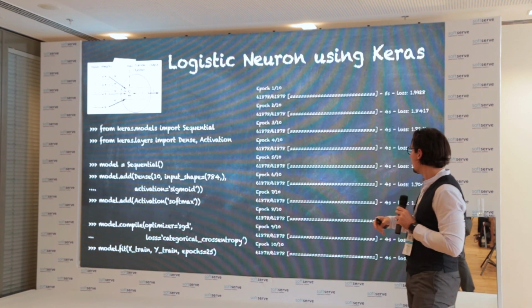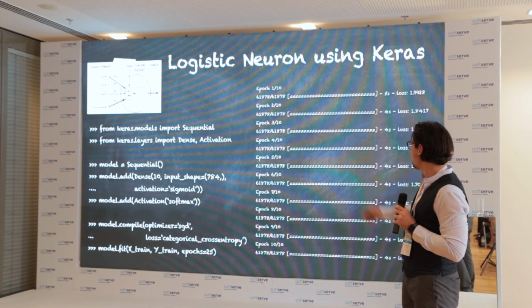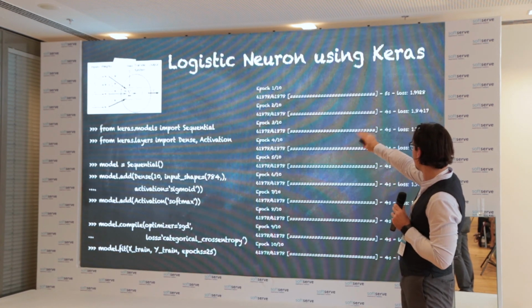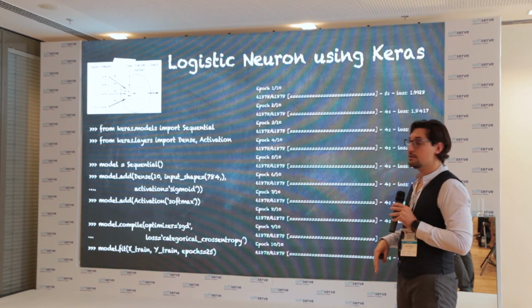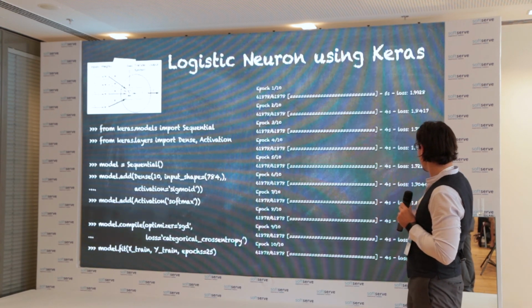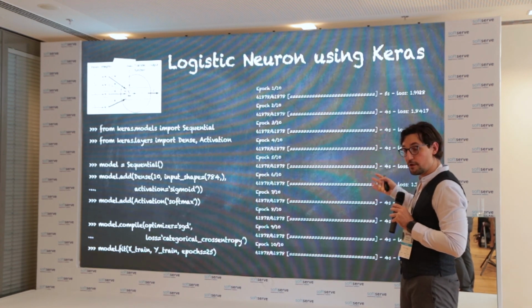If you fit the model, this is what you get. You specify that you want 25 epochs, and then you run it. This is just for 10 epochs, but Keras provides you all the information you need: the loss values changing during the different epochs, how much time it takes, and so on. It's very, very easy to use.